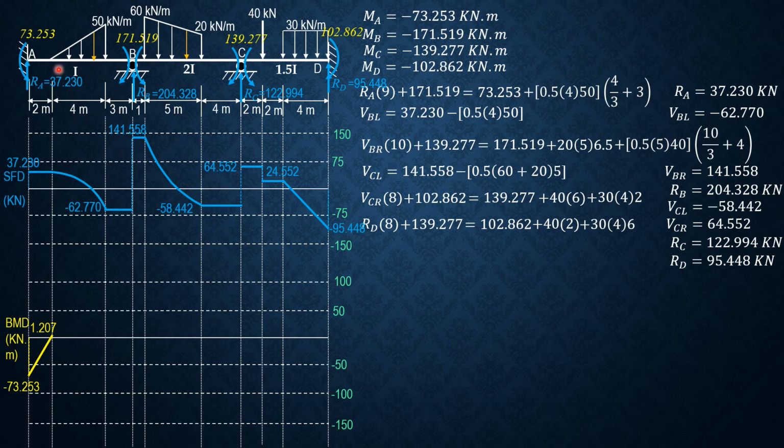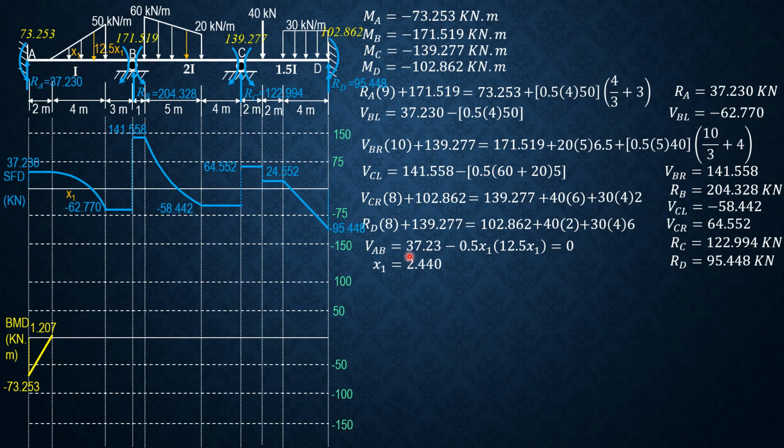Therefore, the shear in portion AB, which begins here, is 37.23 minus the area of this triangle, which is one half of x1 times 12.5 x1. So shear in AB is 37.23 minus 0.5 of x1 times 12.5 of x1. We want to find x1 where shear is 0 here, so equate to 0. So x1 would be 2.4407 meters.